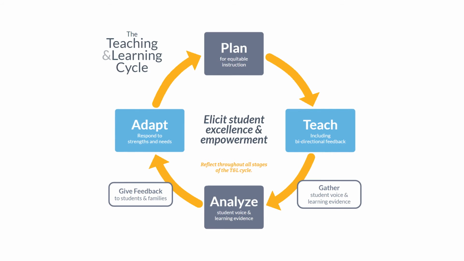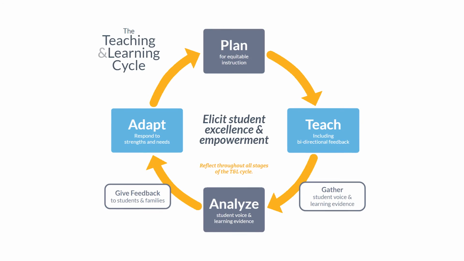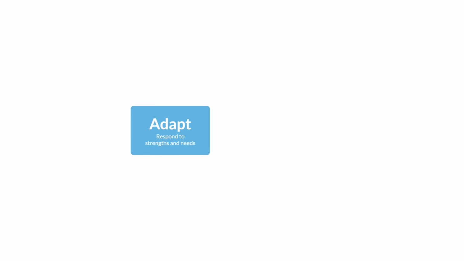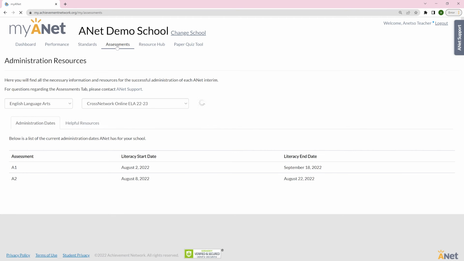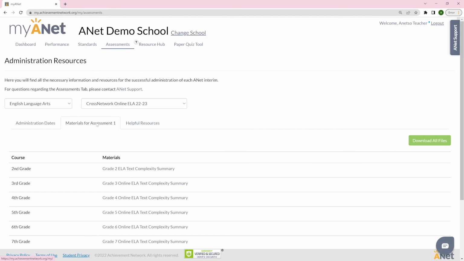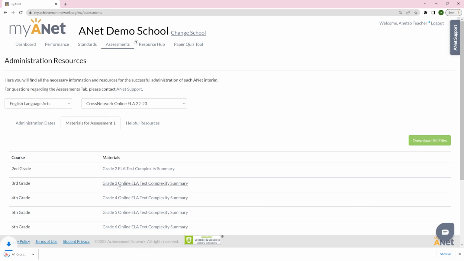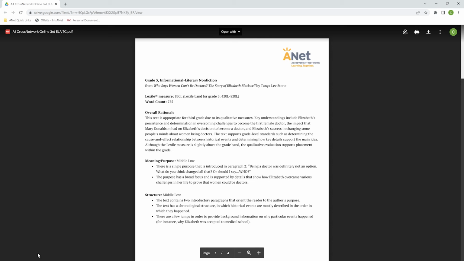At enact, we know making sure the text is at the center of reading comprehension analysis is critical for evaluating student understanding. With the text complexity summary pulled up, you can see key understandings and text features that made the assessment text complex. That will help you see where students made sense of the text and where they may need more support.